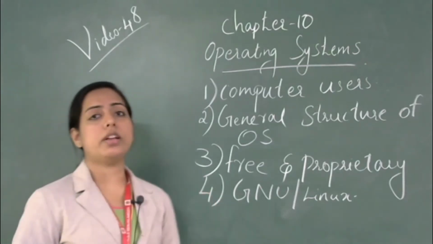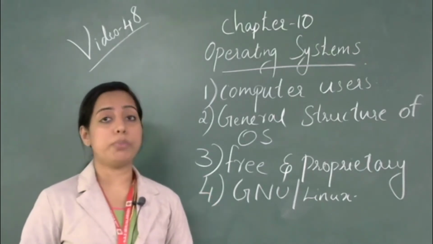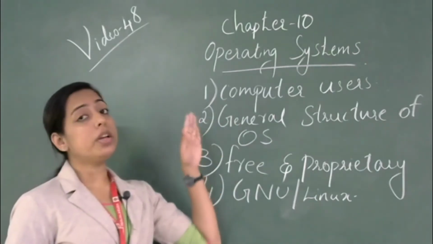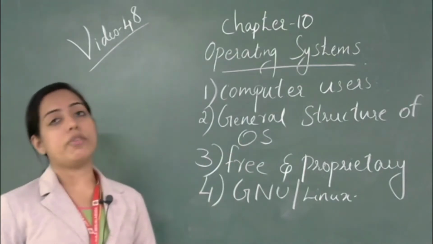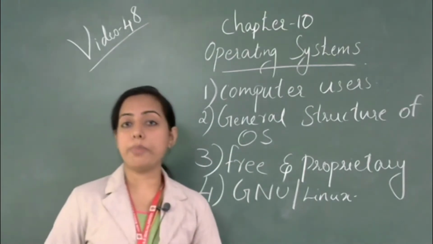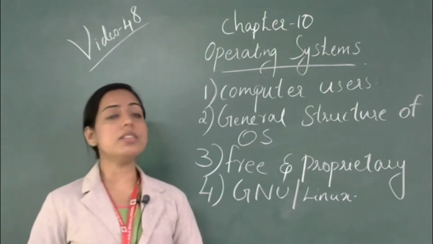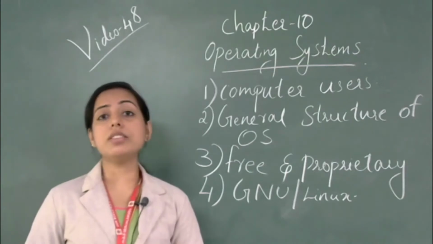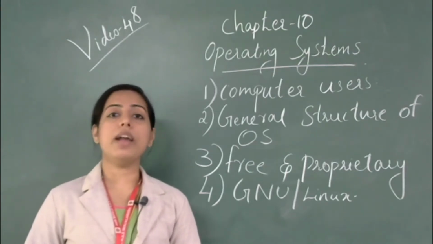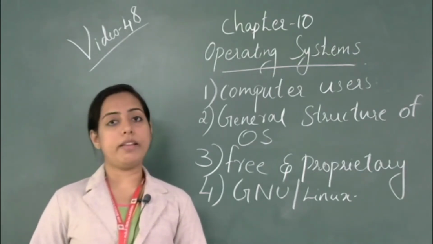So in today's class we are continuing with the 10th chapter, operating system, and we are going to discuss another 4 topics in your textbook, which are some theory portion. One is computer users, the general structure of operating system, then free and proprietary software, and the last topic is GNU Linux, the theory behind the GNU Linux operating system.